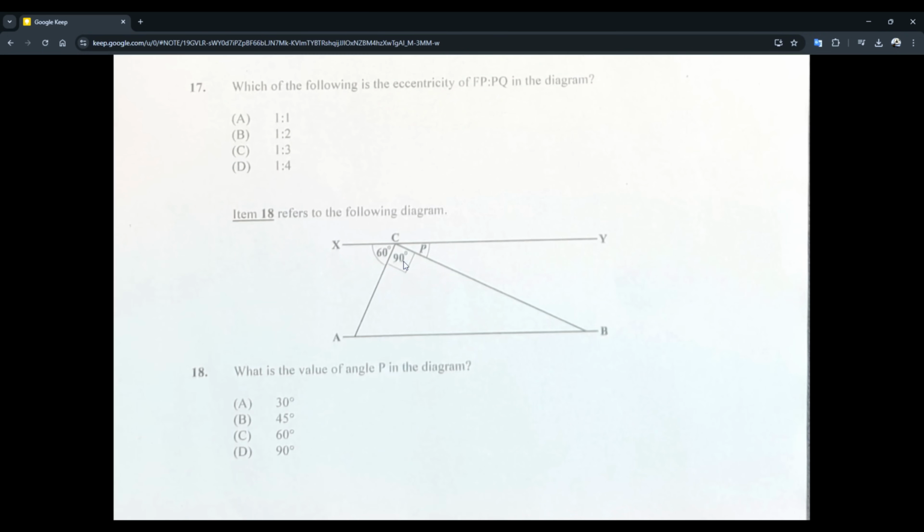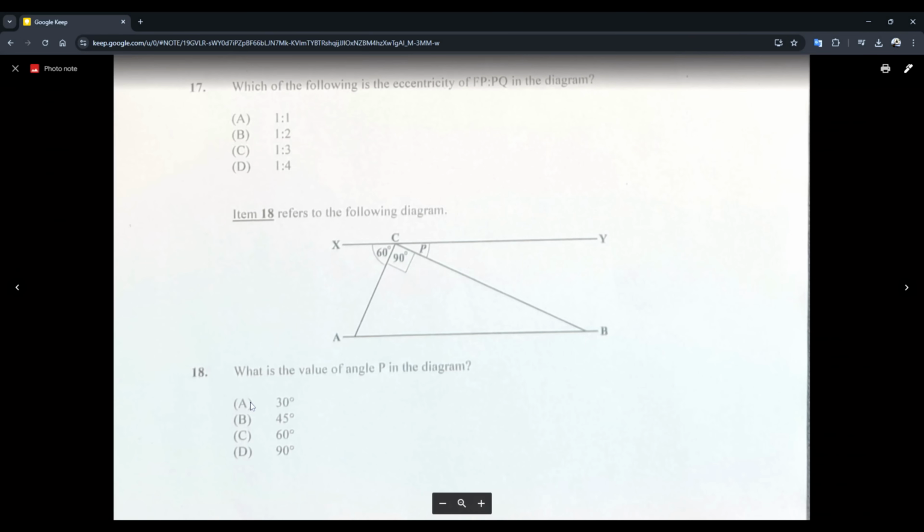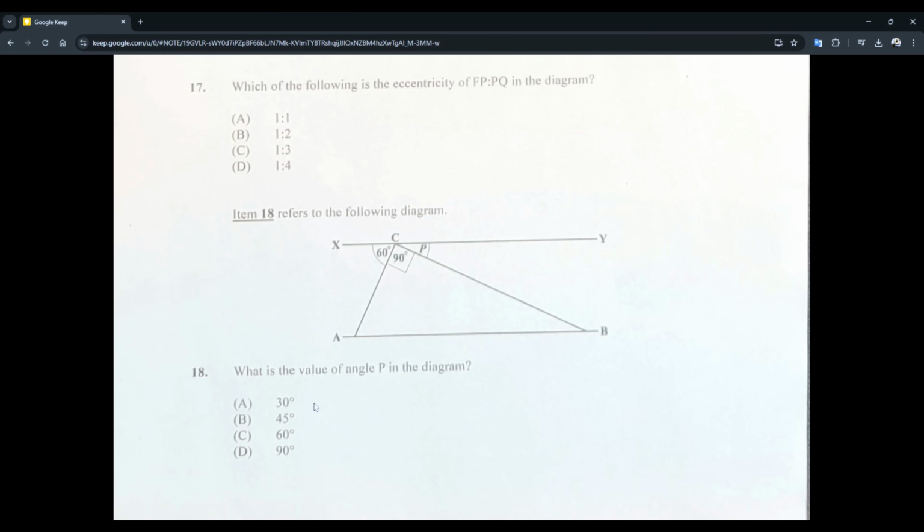1 to 1. What is the value of angle P in the diagram? Right, so we have a triangle, a right angle triangle at that. And this entire angle must be equal to 180. So 90 plus 60 is 150, which would leave a balance of 30 degrees. So the answer is A, 30 degrees.